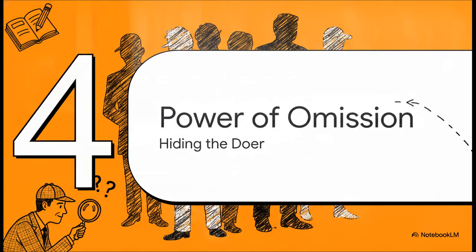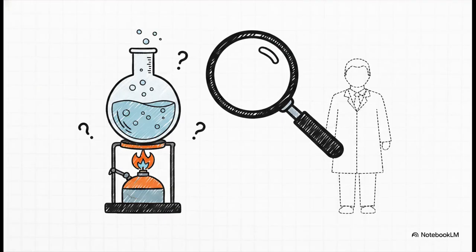Section 4. The power of omission. Okay, so we've talked about moving the doer to the end of the sentence, but often the passive voice allows us to just eliminate them entirely, creating this kind of missing subject. So how do we spot this? Well, the sources give us a highly practical trick. I like to call it the who-by test.